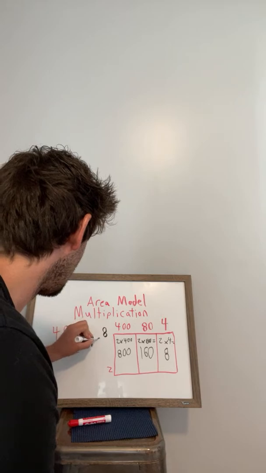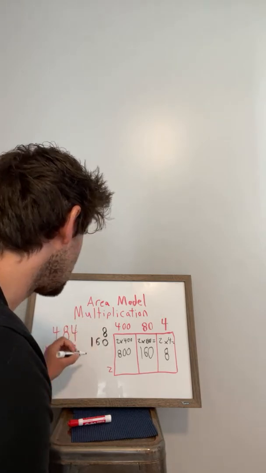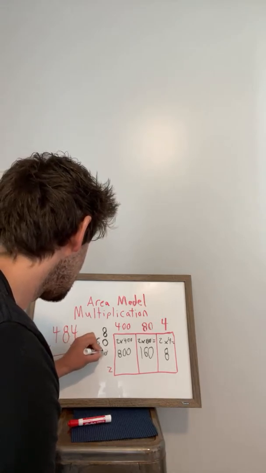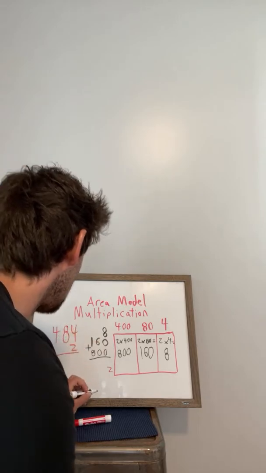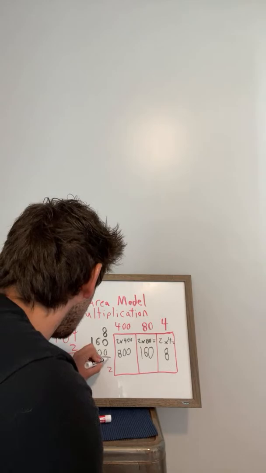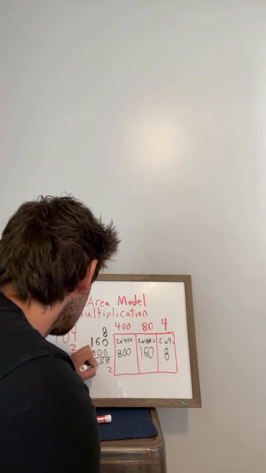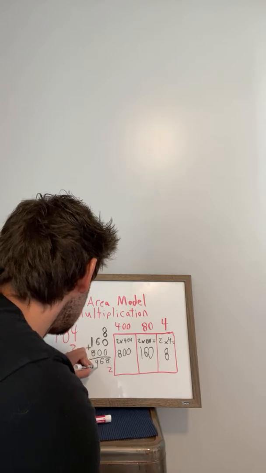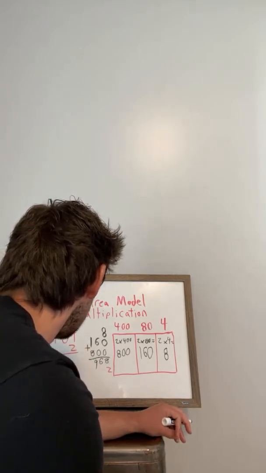Very, very important when you add the 3 numbers together that you line up the numbers. You want the ones place, the tens place, and the hundreds place lined up. All right, 8 plus 0 plus 0 equals 8. 6 plus 0 equals 6. 1 plus 8 equals 9. Our answer is 968.